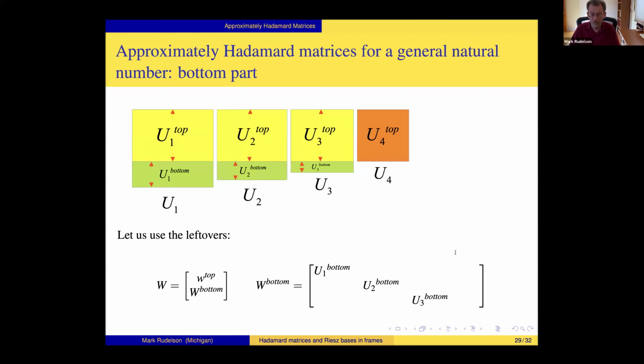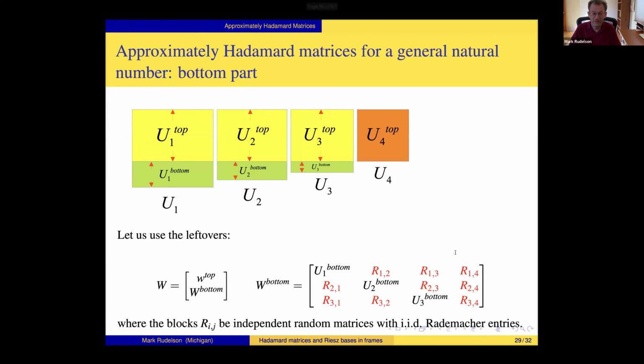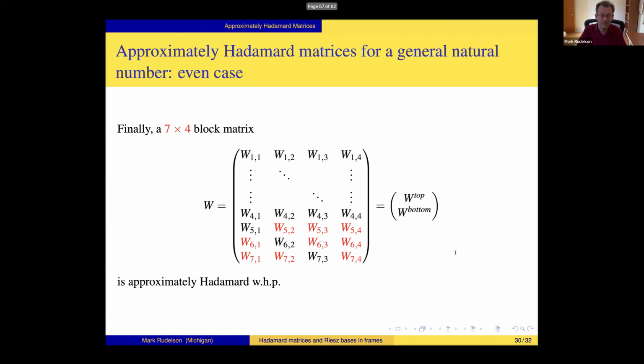So what do you do if you run out of material? Well, if you don't know what to do, you try to do something randomly. You just take IID random blocks. And it turns out that this works. This works with high probability. So to summarize, at least in the even case, how do we construct the matrix?